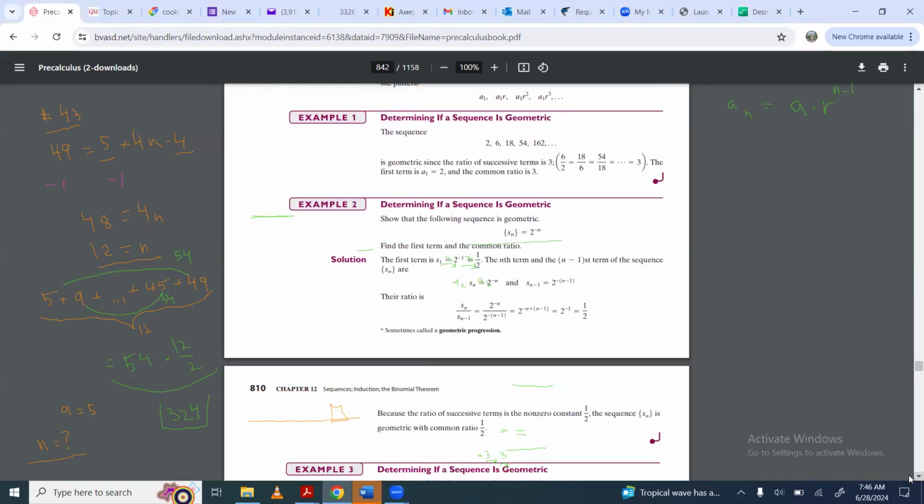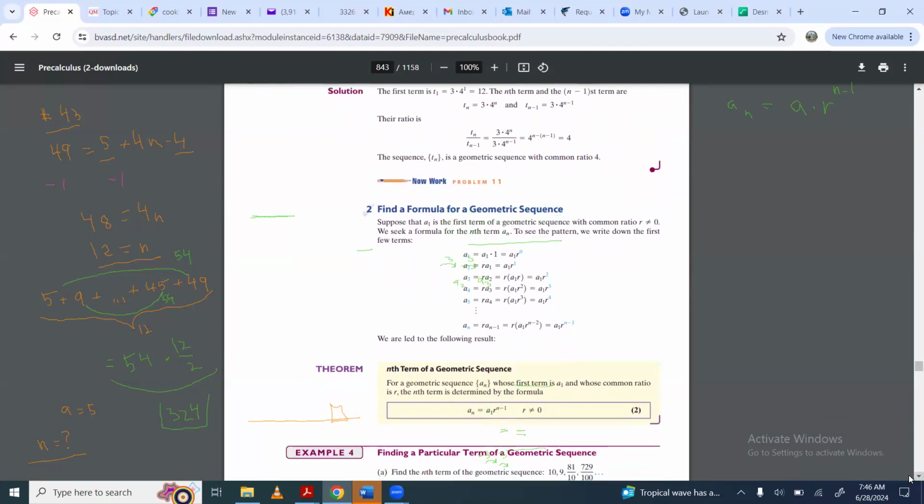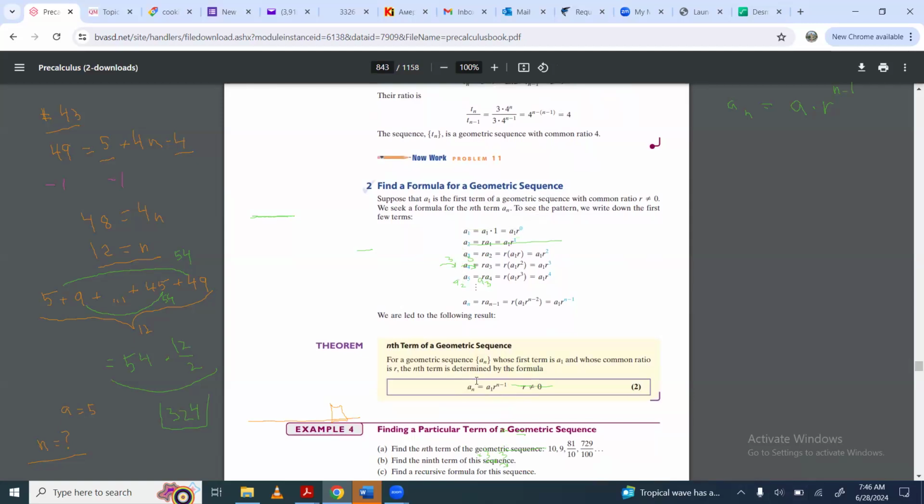How do we produce the so-called nth term? And that's what they give us here in this blue box, that theorem. So we have that n minus 1 here. I want you to notice the word theorem. A theorem in mathematics is something that we can prove using algebraic methods.